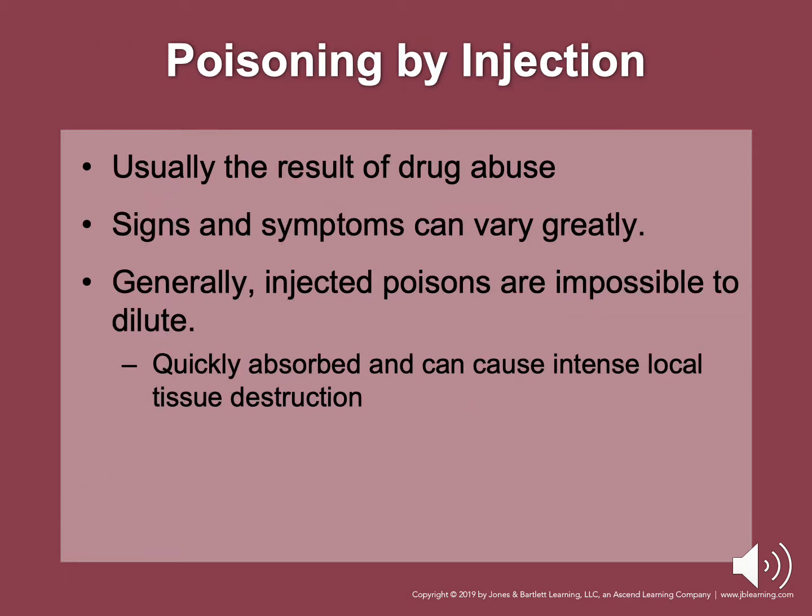All right, poison by injection, usually due to drug abuse. Side effects can vary greatly. In general, injected poisons are impossible to remove, so they're quickly absorbed into the body, causing intense local tissue destruction. So supportive care is what you're going to do. Be alert for nausea and vomiting. Try to remove jewelry from the areas near the injection site, and take all containers, bottles, labels with you if you have them to the hospital.